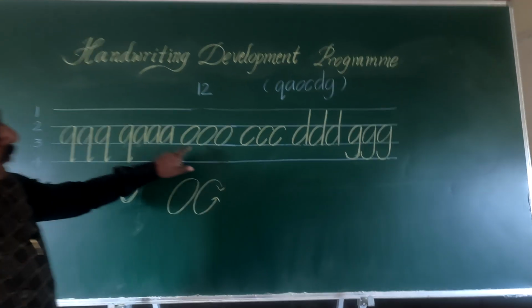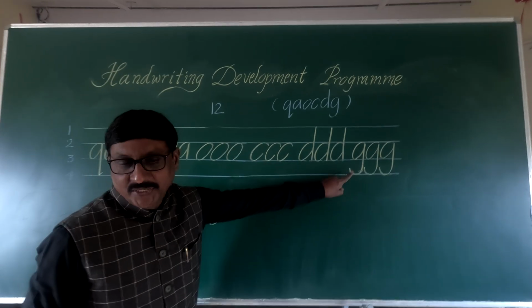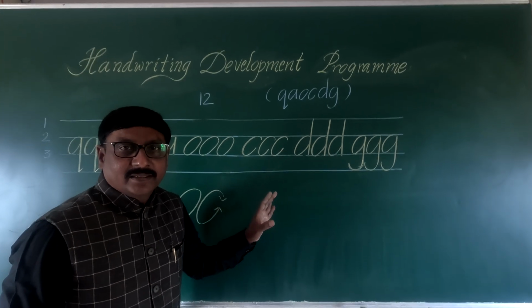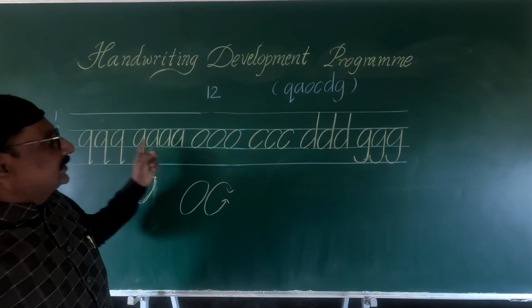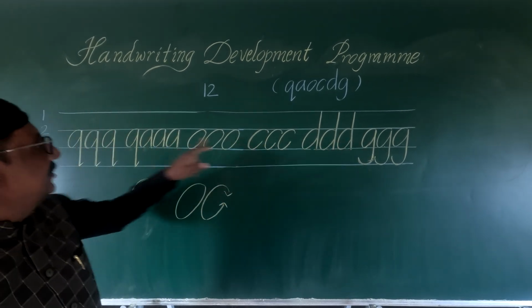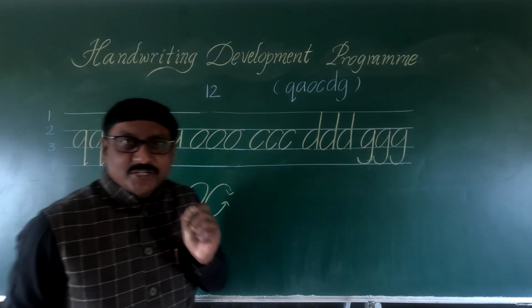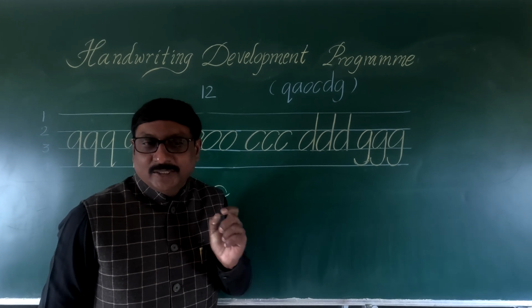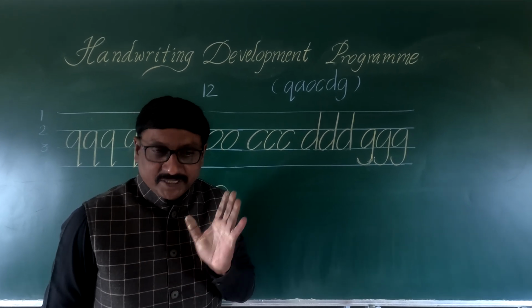Q, A, O, C, D, G. These are all the same pattern letters. So in every letter, triangular shape gap will come and every letter oval shape will come. So oval shape is very, very important to look better, to write better.